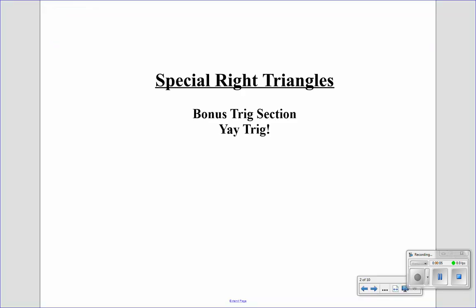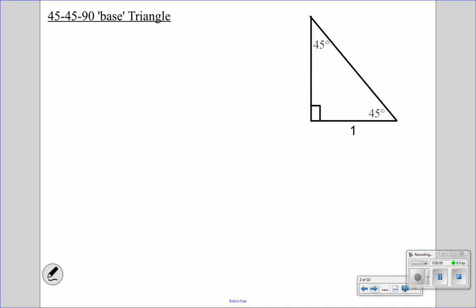Today we're doing a bonus section on special right triangles. One of these special right triangles is a 45, 45, 90 right triangle. We know that if we make this side x, this side also has to be x because we have an isosceles triangle.